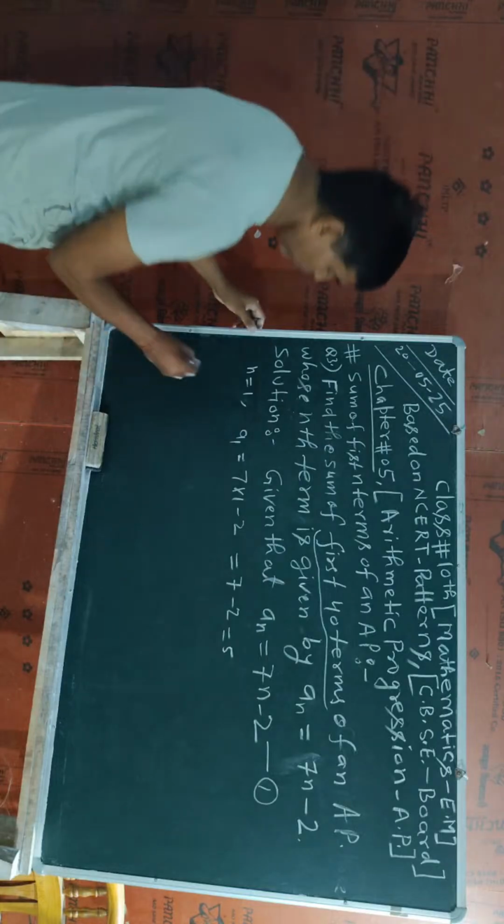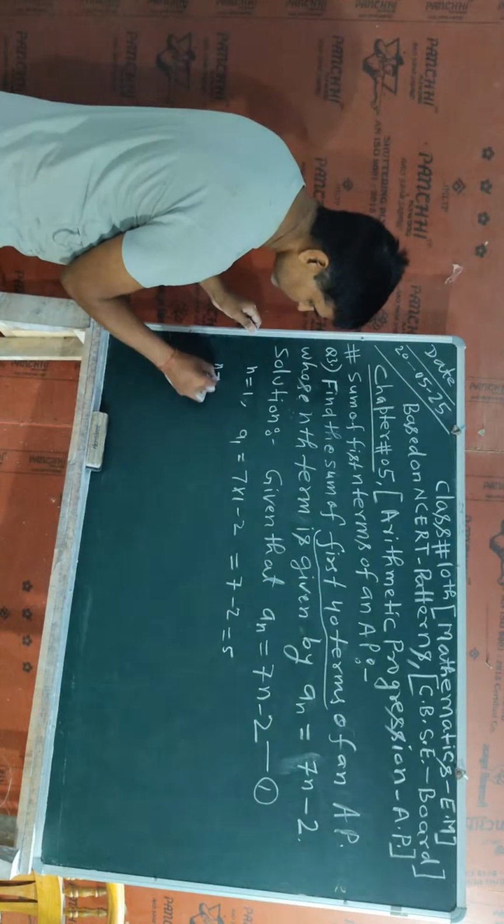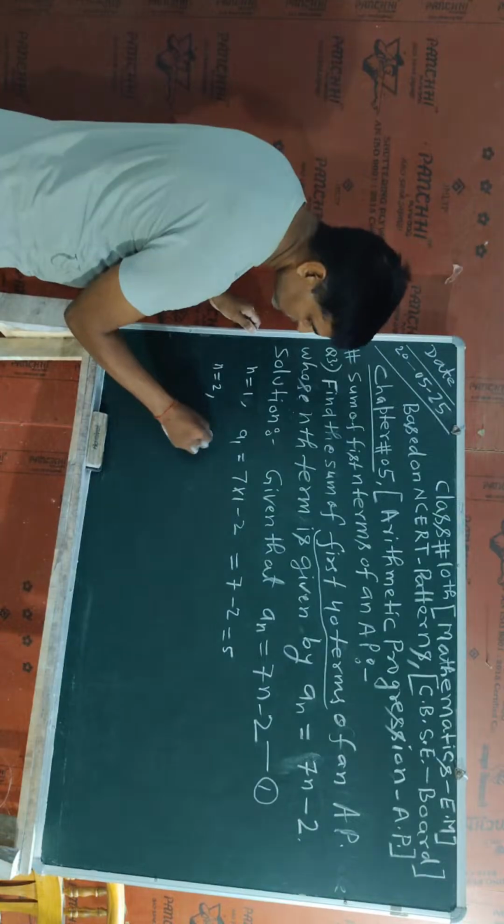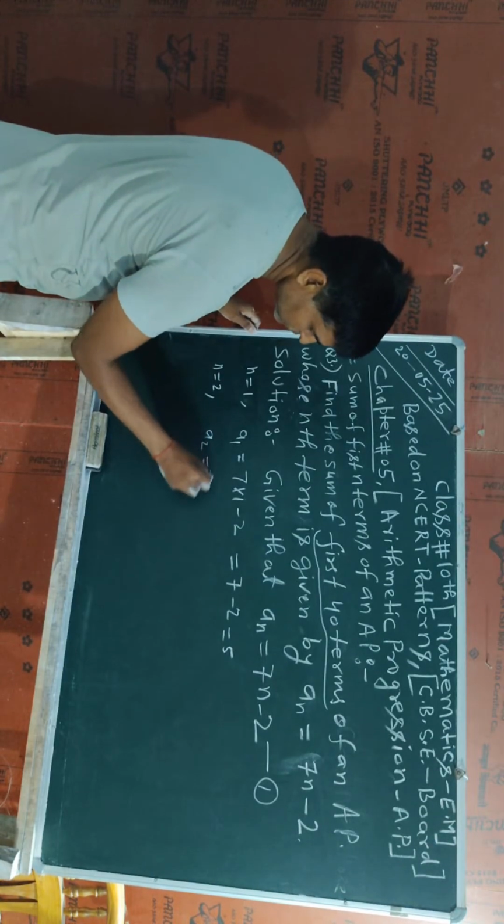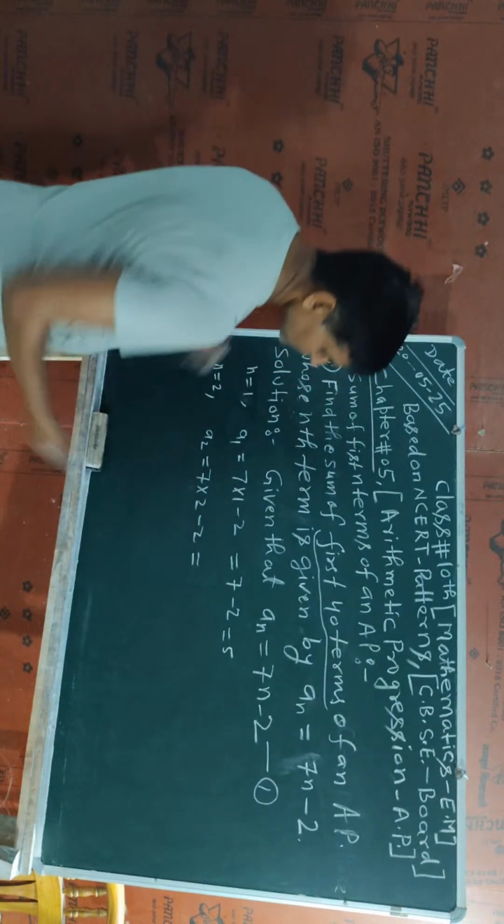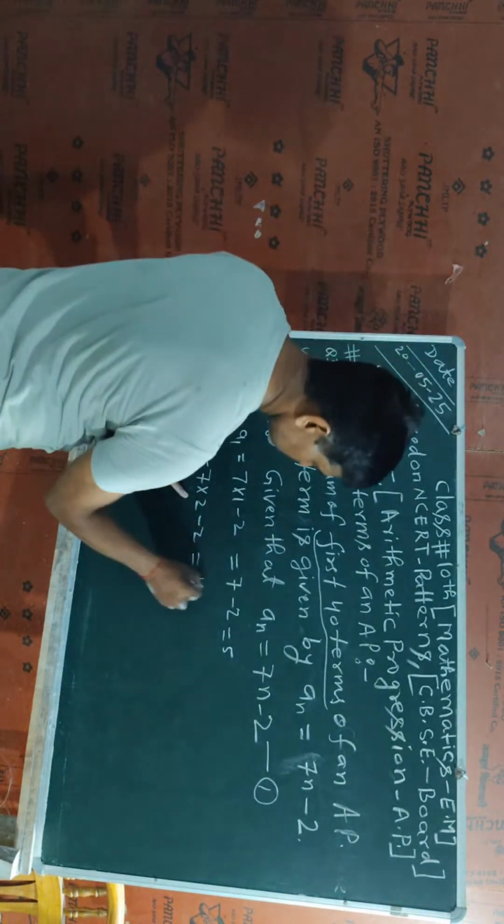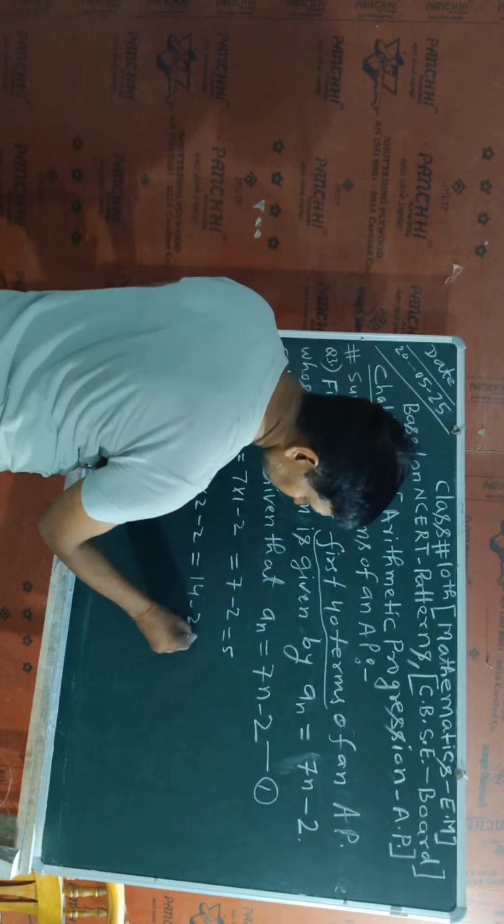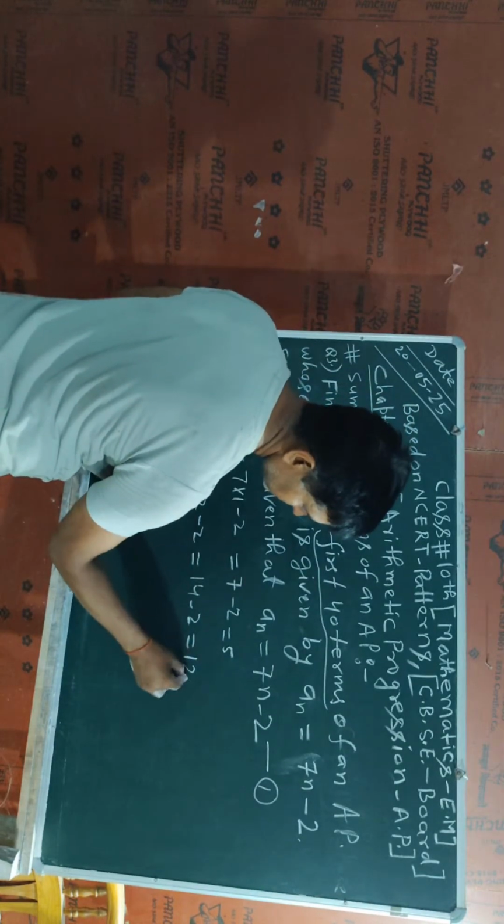Again I will put the value of n, which is equal to 2. So here I will write a2, which is equal to 7 into 2 minus 2. So 7 into 2 is 14, minus 2. Here I will get its value, which will be 12.